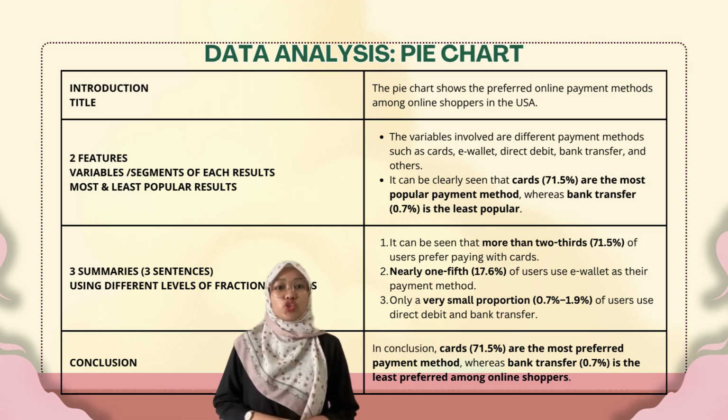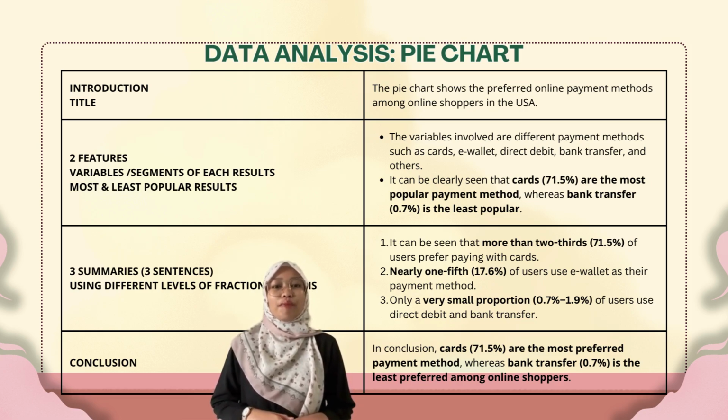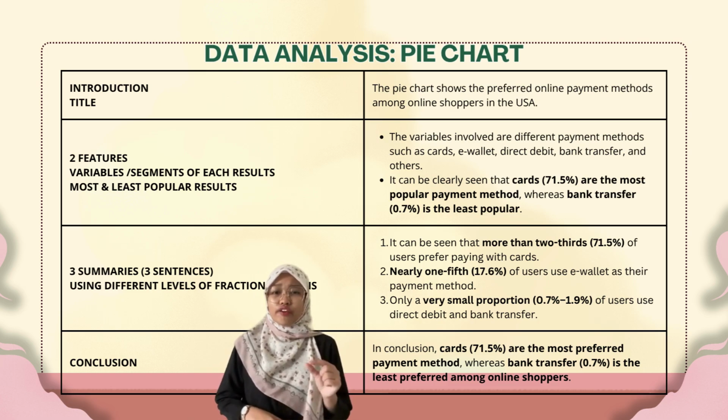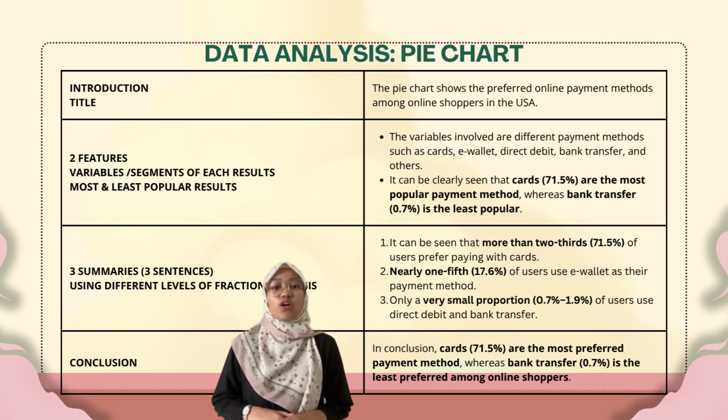Firstly, more than 2/3 of users prefer paying with cards, which shows that cards dominate the payment method. Secondly, nearly 1/5 of users use e-wallet as their payment method, indicating that digital payments are also becoming increasingly popular. Lastly, only a very small proportion of users use direct debit and bank transfer, which shows that these methods are less preferred due to lower convenience.